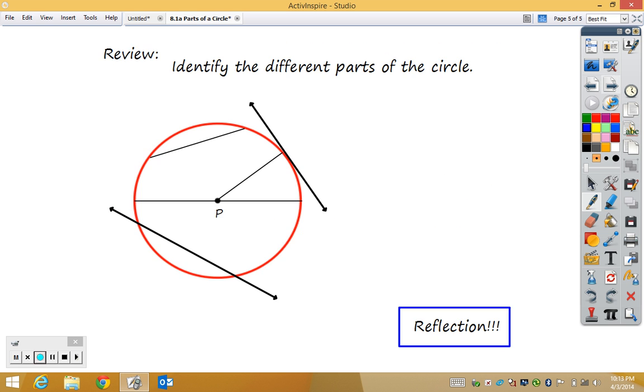Okay. And just to review, we're going to identify the different parts of a circle. So this segment right here hits the circle at two distinct points on the outside, but it does not continue through. It's not a line, so it is a chord. We'll go with this one right here next. Again, this hits the circle in two points, and it is a line. It continues through, so it is a secant.